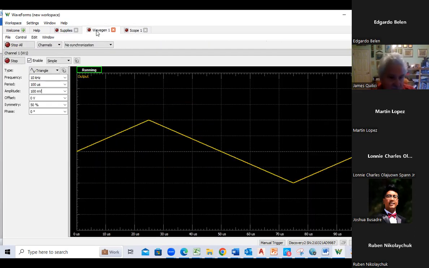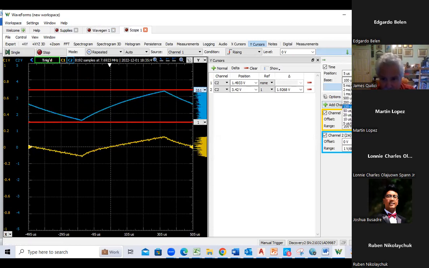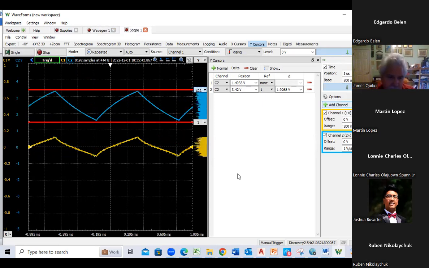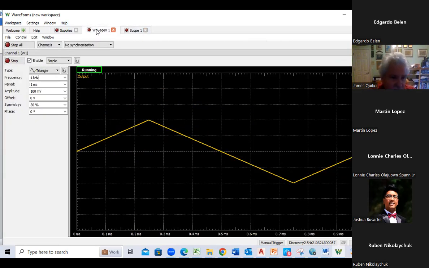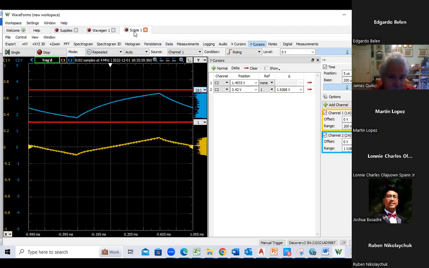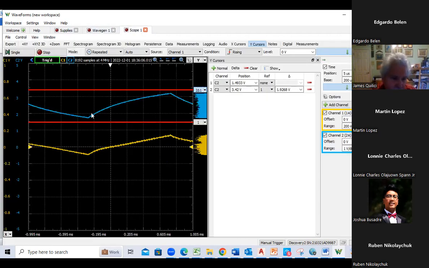So I'll go back here to WaveGen. And I'm going to just reduce this to 1K, and let's see what that looks like. I got to change my time base here. 200. Okay. So I still pretty much have the full amplitude. Again, I'm looking for 1.35. So let me go to WaveGen 2. I was at 1 kilohertz. Let's see what 500 hertz looks like. Let's see. 500 hertz. Yeah. So I lost a little bit of amplitude.